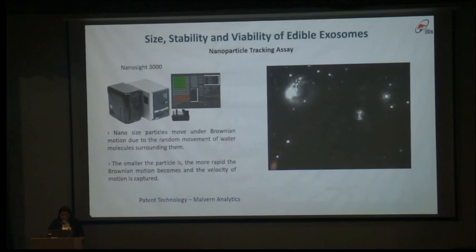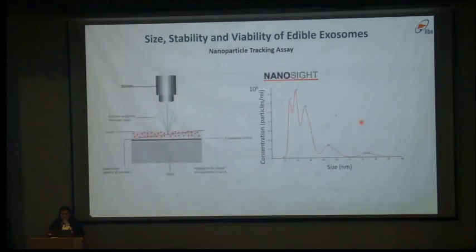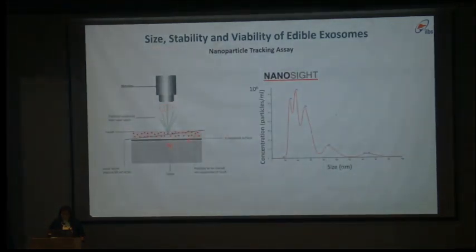What exactly it does is, nano-sized particles usually move under Brownian motion due to the random movement of water molecules surrounding them. The smaller the particle is, the more rapid the Brownian motion, and the velocity of the motion is captured by the NanoSight. So this is a video of the movement of these small particles, and according to the movement, the velocity is captured, and it is attached to the microscope and a laser. The refractive index actually shows us the concentration of particles per ml and the size we are getting in our fluid.